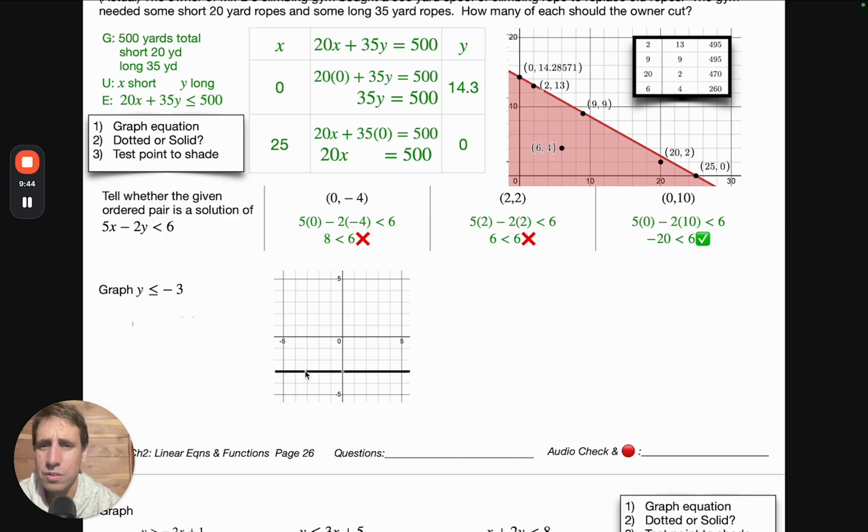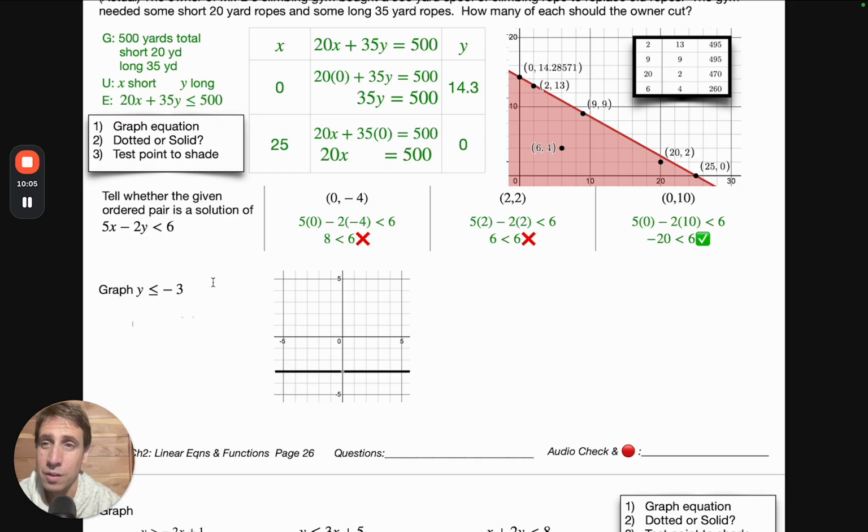I think it should stay solid because of the symbol. The symbol is less than or equal to, so this symbol, less than, would be dotted, but this symbol should be solid. If it has the or equal to line underneath, then that means it's going to be solid.